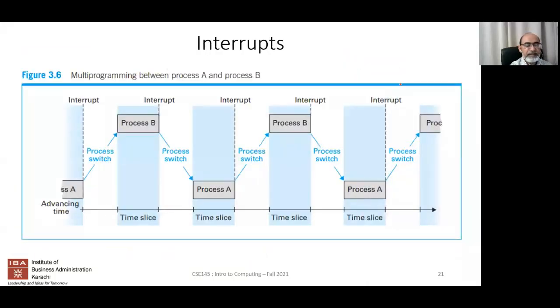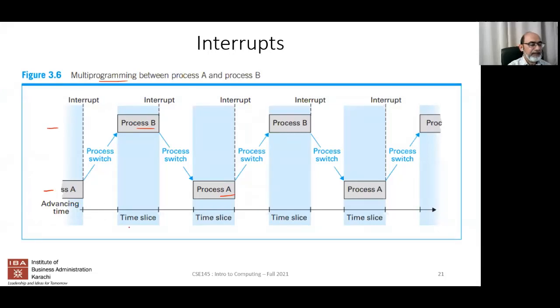So here's another example, and this is from your book, figure 3.6. It refers to it as multi-programming, but I will not differentiate between multi-programming and multitasking. Essentially they are slightly different versions of the same thing. The way this is shown in the book is that you have two programs running. So you have process A and process B. You might call it processes or programs.